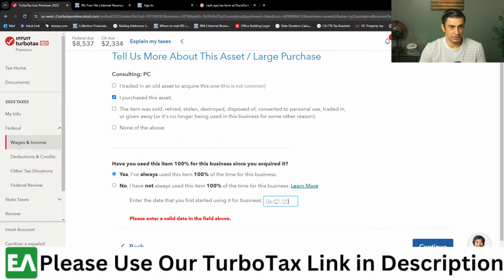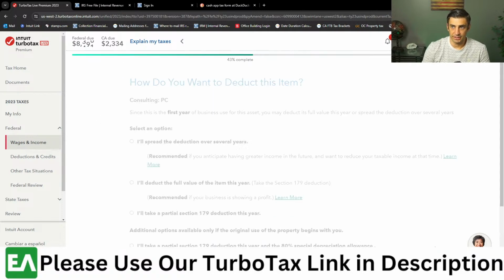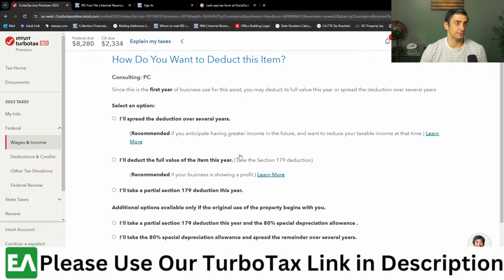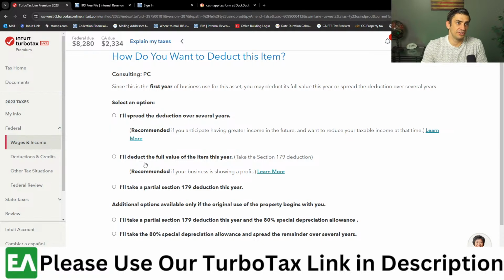First, oh my God, 6/20/23, the day I bought it. That's when I first started using it. It's rare, right? You have a timing issue there. How do you want to deduct this item? Spread it over several years, or deduct the full value. Come on, let's do it.